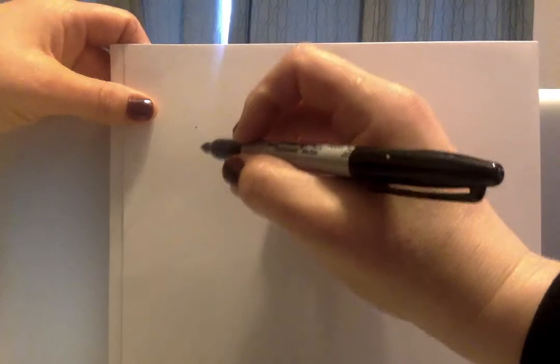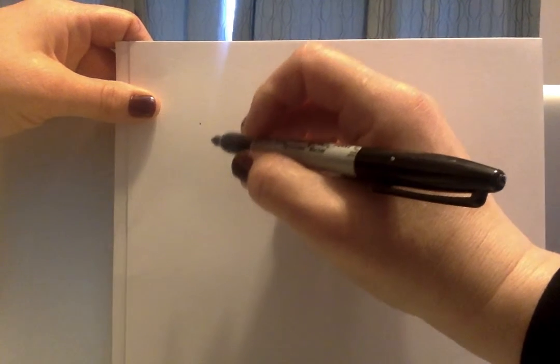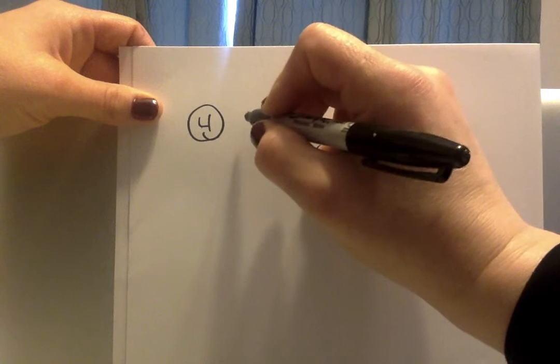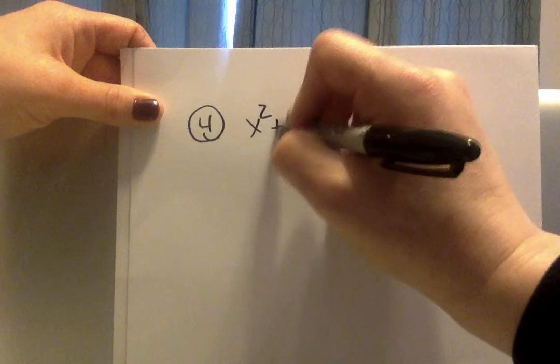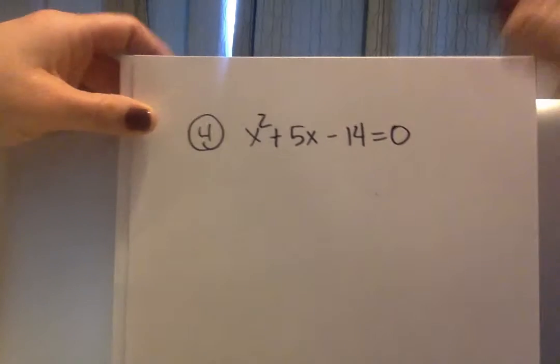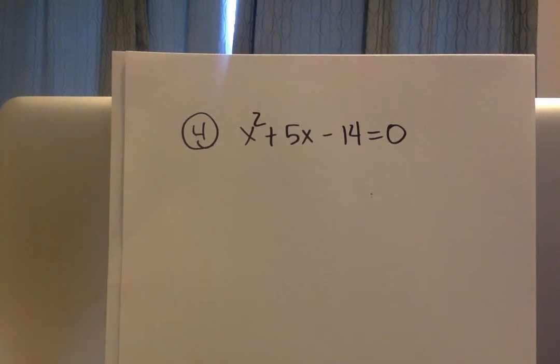When you have something like this, they're going to tell you to solve. So I'm going to do 2 more problems with you. Number 4, let's do x squared plus 5x minus 14 equals 0. They're not just asking you to factor this time, they're asking you to solve the equation.